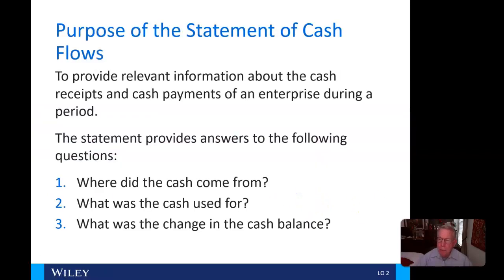Okay, the purpose. The purpose provides relevant information about cash receipts and cash payments. Emphasis on the word cash. So, where did the cash come from? What was the cash used for, and what was the change in the cash balance?